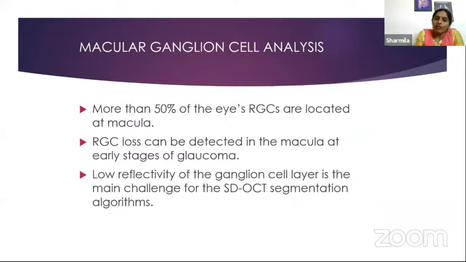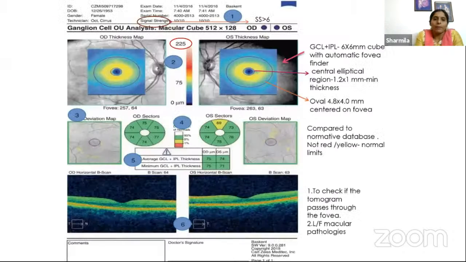And then we have also a macular analysis. We all know that more than 50% of the retinal ganglion cells are located in the macula, and RGC loss happens very early in this region. So it is very useful for detecting early glaucoma, and this should be considered as a part of a routine comprehensive glaucoma evaluation, especially in early glaucoma. So this is a ganglion cell analysis printout of Cirrus OCT.